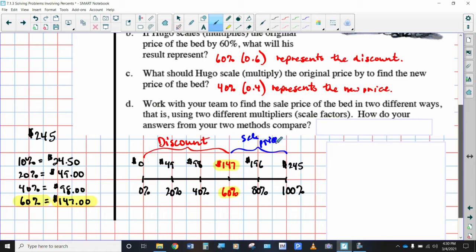Is there a C in there somewhere? There's a C right there. That's sale price. All right, so we've got everything so far. Now look at D. Work with your team to find the sale price. Okay, so do we have that dollar amount? I think it's found over here, right?